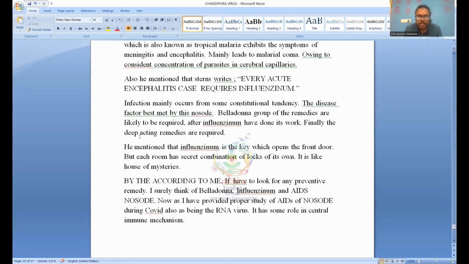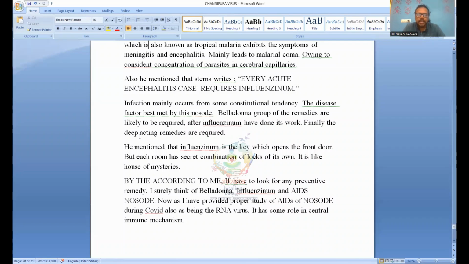He mentioned that influenzinum is the key which opens the front door, but each room has a secret combination of locks of its own. It is like a house of mystery. So there is a first front door that influenzinum will open. Okay, so the front door will be opened by influenzinum. So influenzinum gives us a way that the constitutional remedy works in a better way.